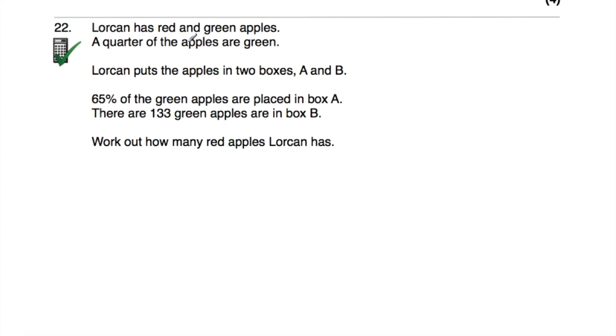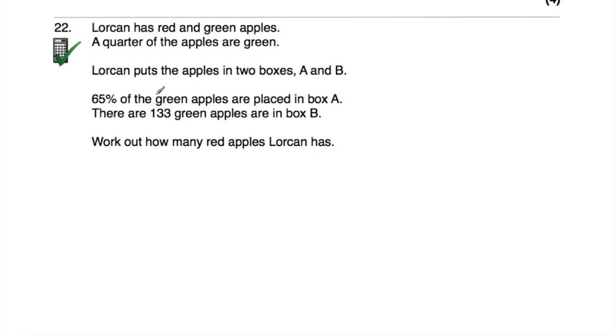So a quarter are green, and then obviously 3/4 are red. He puts the apples in two boxes, A and B, and 65% of the green apples are placed in box A. And there's 133 green apples in box B. And the question says, work out how many red apples Lorcan has.